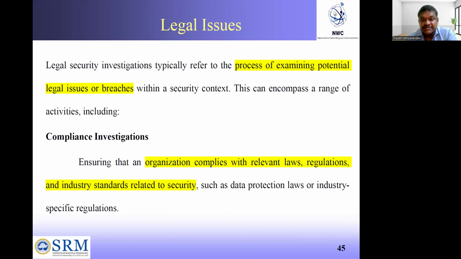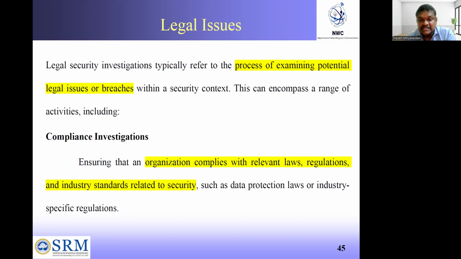Legal security investigations. This legal security investigation refers to the process of examining potential legal issues or breaches within a security context. This can encompass a range of activities often required to ensure that organizations are operating within the boundaries of law and industry regulation.